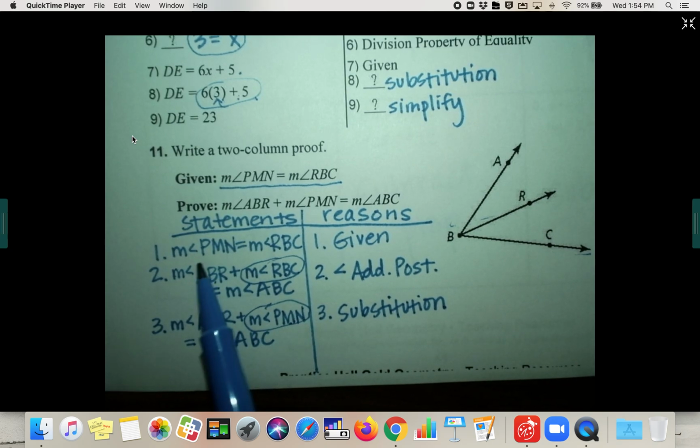And you are done because we started with our given, we ended with exactly what it wants us to prove, and it only took one step, which was by substitution.